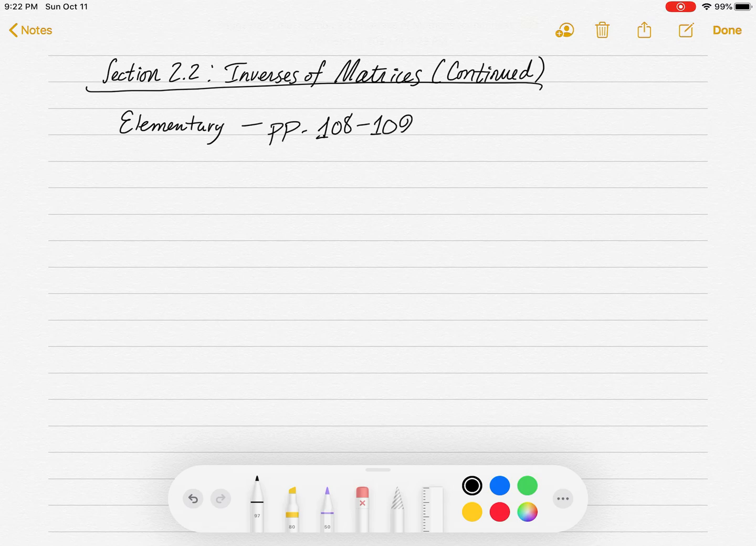Now David Lay, that's our author, in his book, he looks at elementary matrices on page 108, and pages 108 through 109, that's where he mainly does this. And he doesn't really go into much detail. He doesn't really tell you a whole lot about elementary matrices.